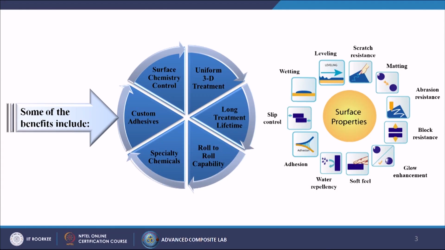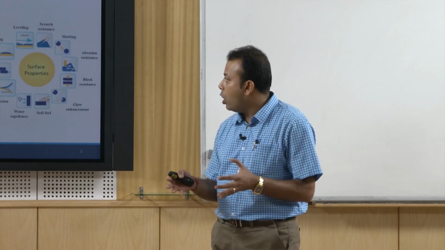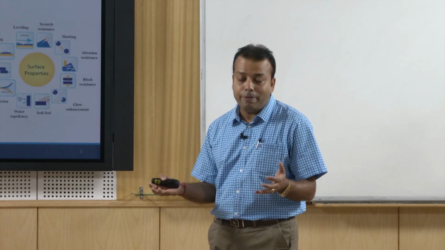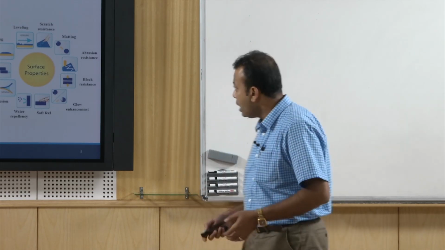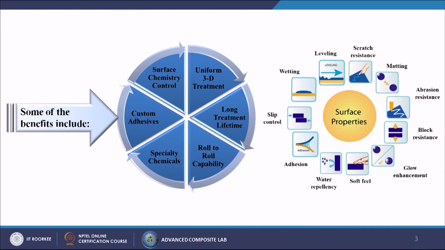First one is called the surface chemistry control, then uniform 3D treatment, long treatment lifetime, roll to roll compatibility, specialty chemicals and cast off additives. So, these all are the different benefits, or maybe rather we can say advantages of using the surface modification method. And on the right hand side you can see the properties by which we can analyze the surface modifications.